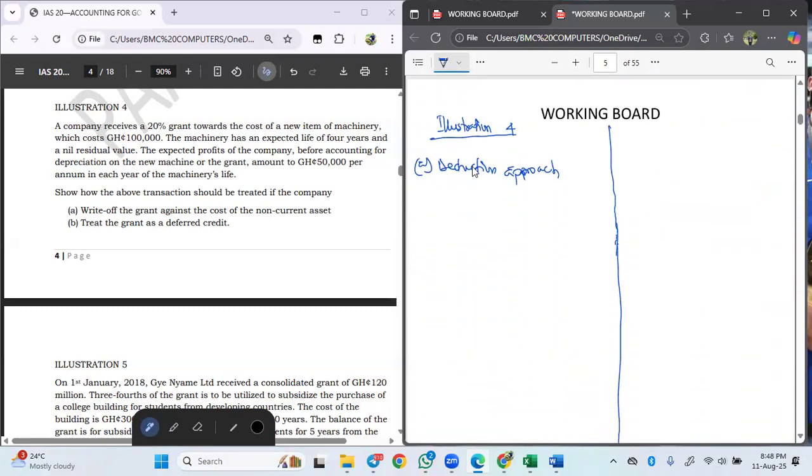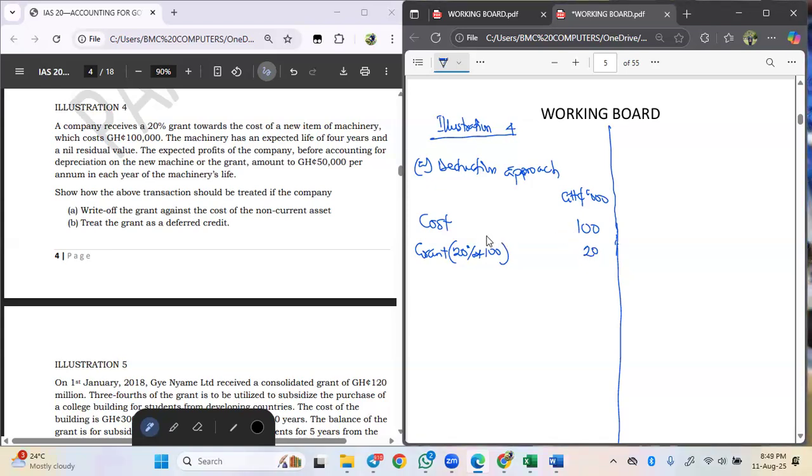So let's apply that here. Let me add 3 zeros. The cost of the asset is 100,000. Now the grant, you deduct the grant from it. The grant received is 20% of the asset's cost. 20% times 100 gives us 20,000, right?